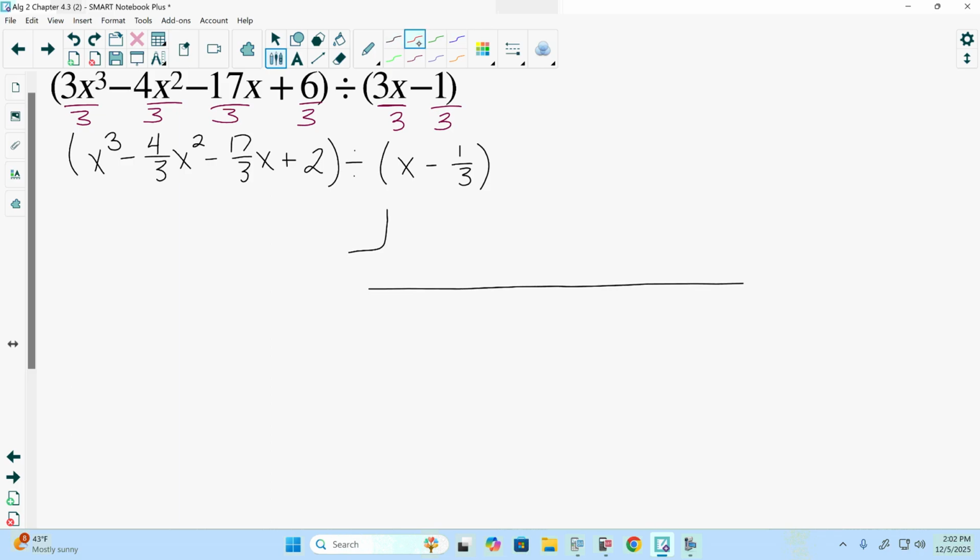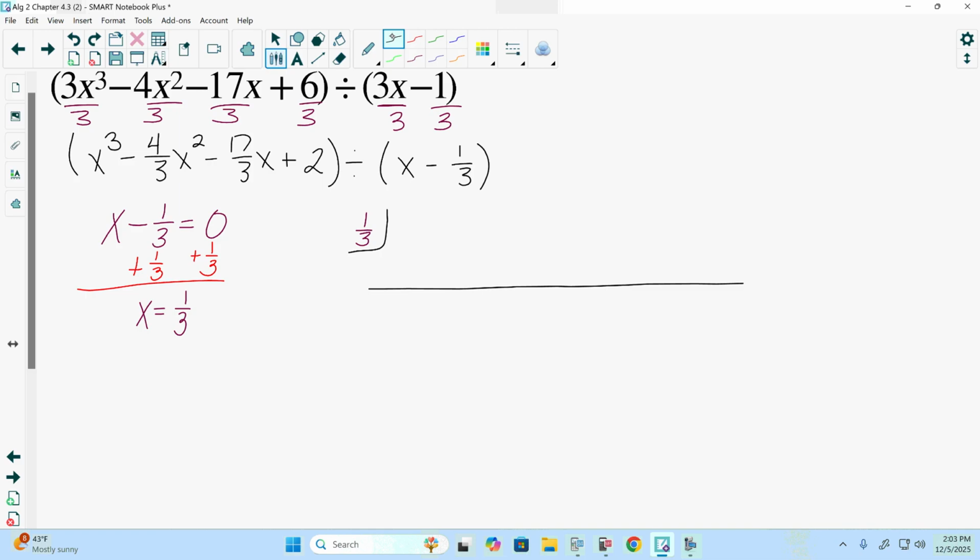Now everything else is the exact same. X minus 1/3 is equal to 0. We set it equal to 0, solve for x, and we're going to put that number in the cubby.